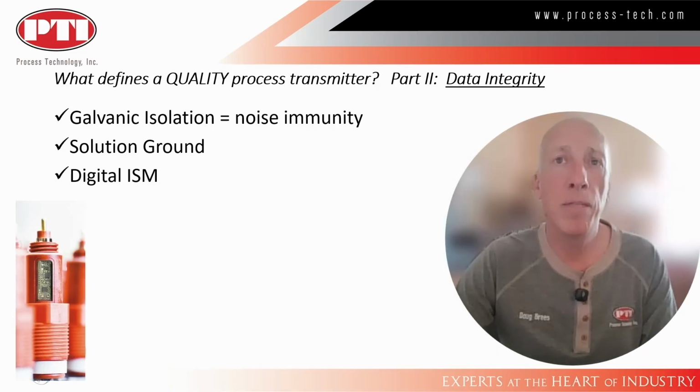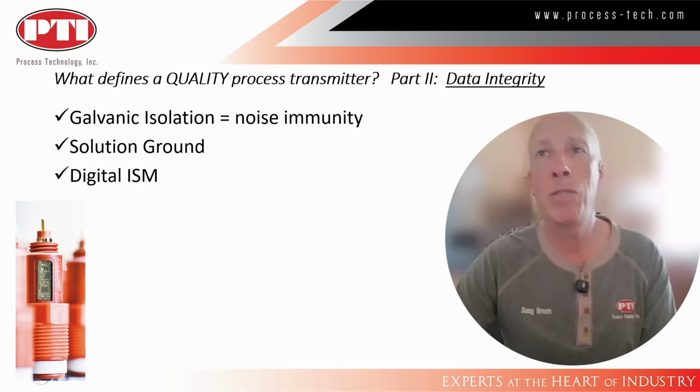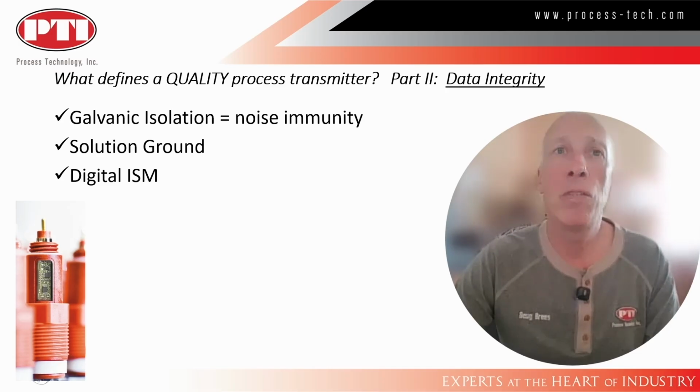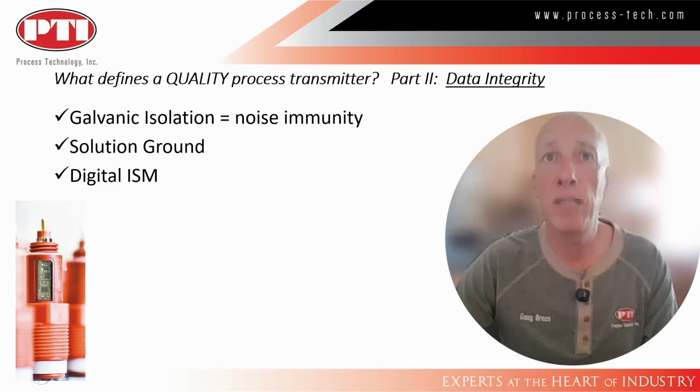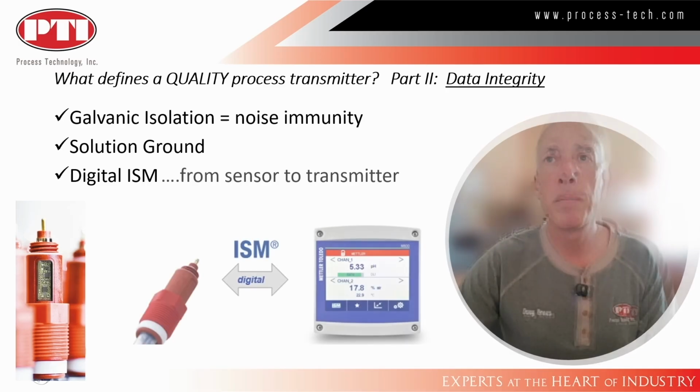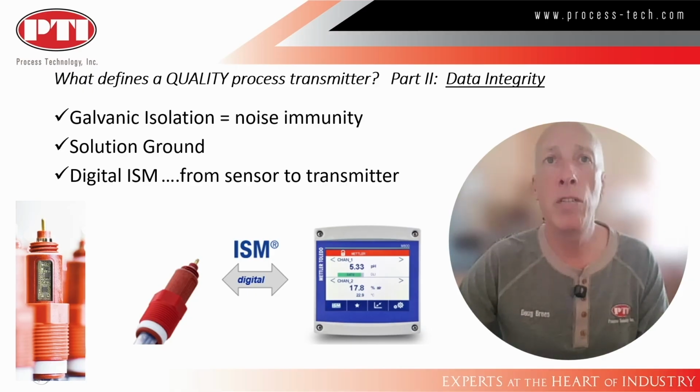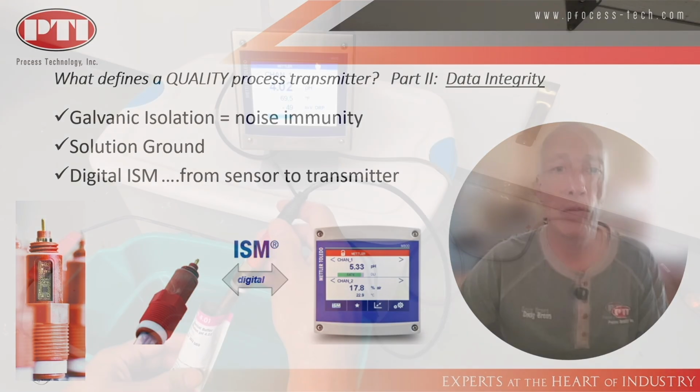About the same time as the first iPad, in case you don't recall, that was in 2009, which was actually before the first iPhone, Mettler took all of this to another level and rolled out true digital measurement from the sensor to the transmitter. This is the Digital Intelligent Sensor Management, known as ISM technology, and it has consistently solved issues.